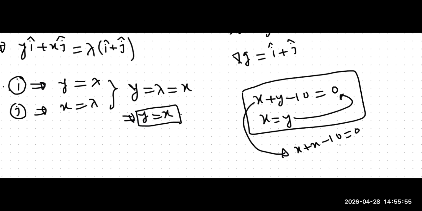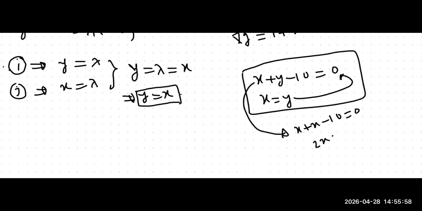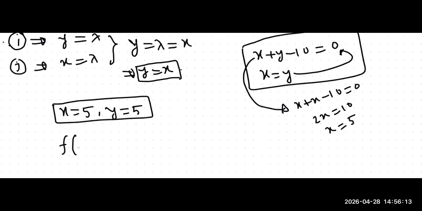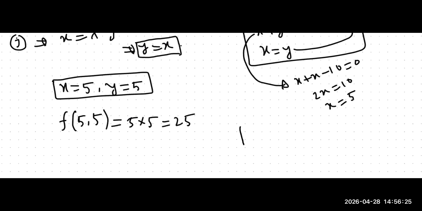So ultimately twice x equal to 10, and the x value is equal to 5. Since y is equal to x, y is also 5. So the maximum value of the function f of x comma y is 5 times 5 equal to 25. That means if we take the 20 meter rope and shape it into a square with side length 5, in that case we can maximize our area.